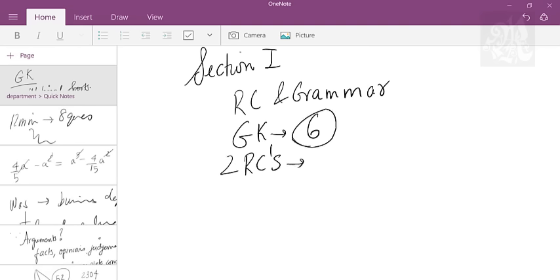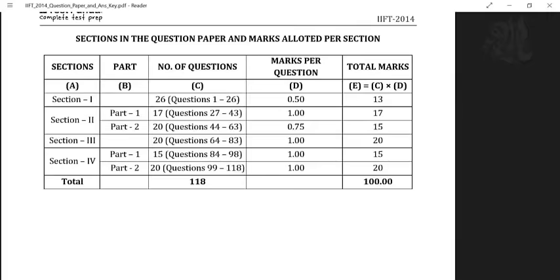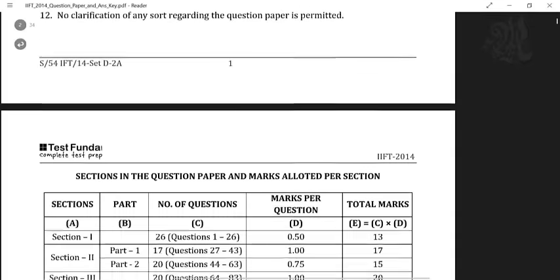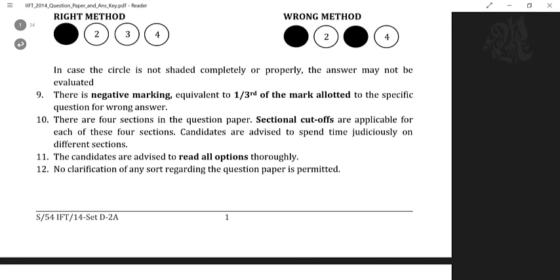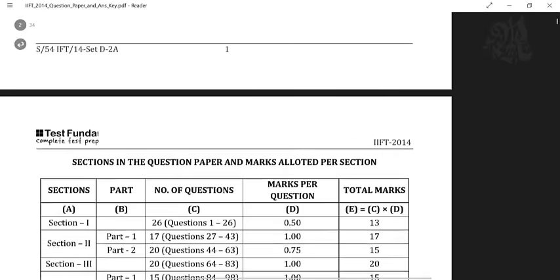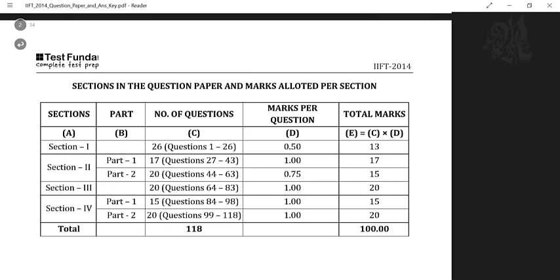See, GK would barely take any time. If you look at it, the time given to you is 2 hours, and 1/3 of the marks allocated is negative. Whatever is allocated, so 0.5 is allocated, 1/3 of 0.5, 1/6 is negative. So I don't think so. I think you can do it in 2 hours.